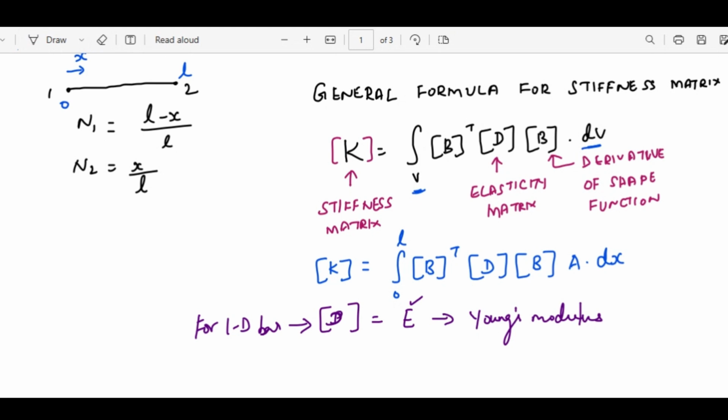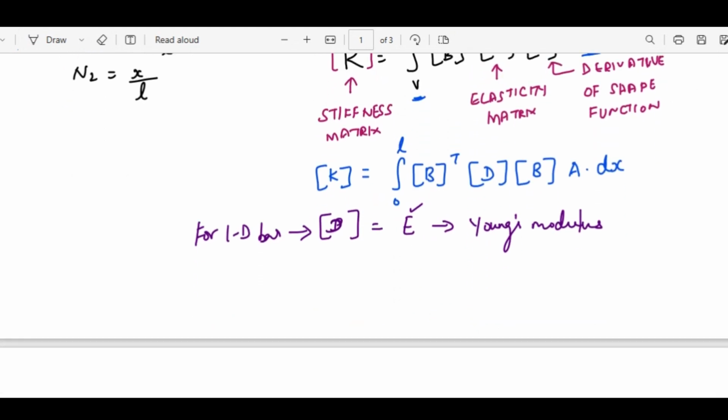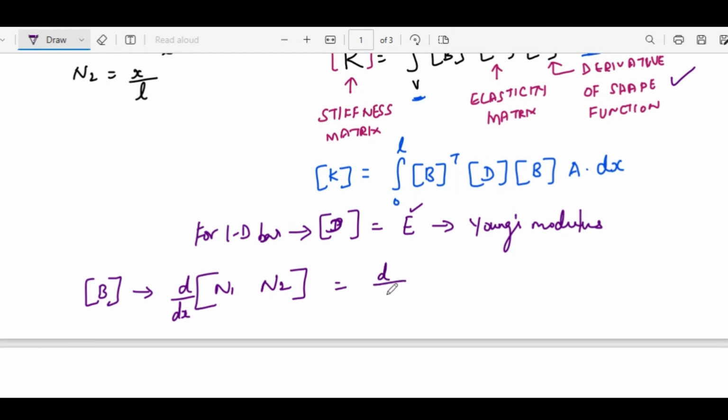Then we need to find what is B. B is nothing but the derivative of the shape function. So what is the shape function? I have to take the derivative of it. The shape functions are N1 and N2, and I can write them in matrix form. So I have to take d by dx of N1 and N2. N1 is (L minus x) by L, and N2 is x by L.